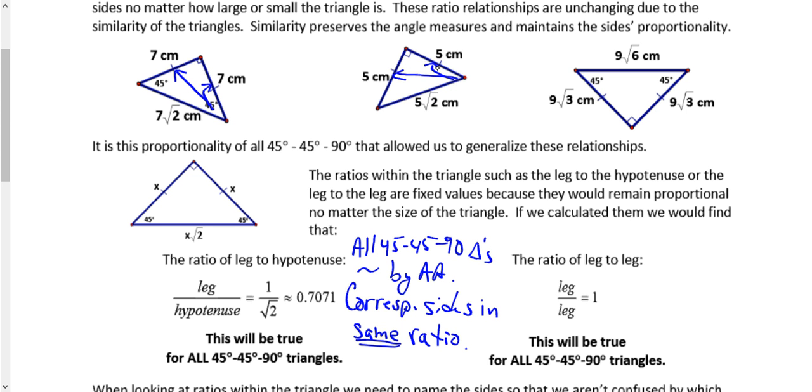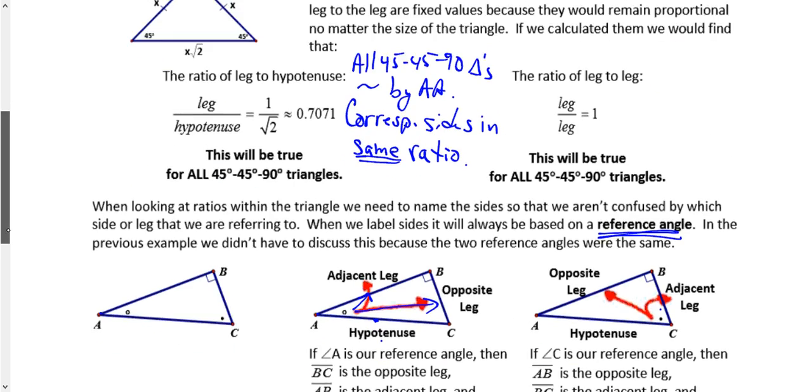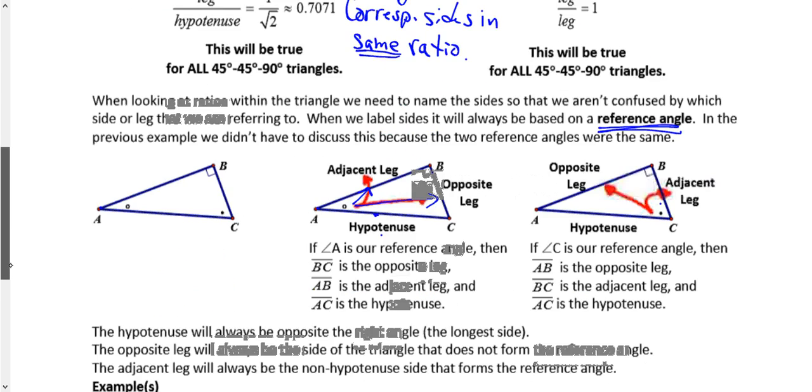If you have a 45 degree angle, you know that the other acute angle must also be what? 45. If you have a 30 degree angle, the other acute angle must be what? 60. And no matter how big, the ratio of these corresponding opposite, adjacent, and hypotenuse are always going to be the same. So now we just have to give some names to these, but let's make sure we can pick out opposite and adjacent and all that.